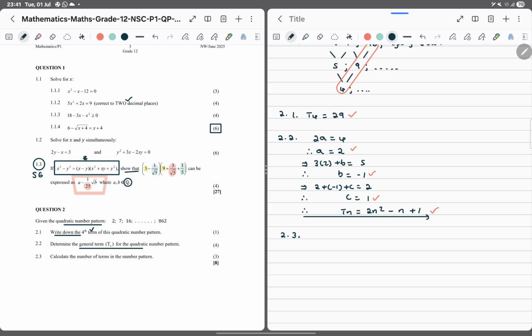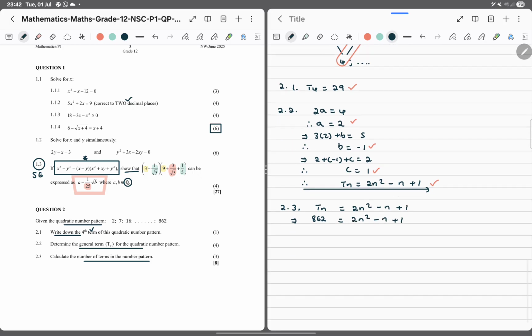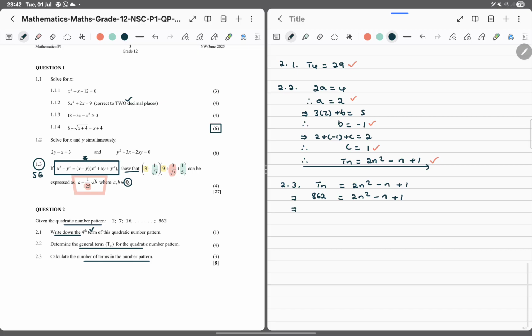So 2.3. Now it says calculate the number of terms in this pattern. Okay, standard question as well. Tn is equal to 2n squared minus n plus 1. Now Tn is the nth term, which is 862, the last term, equals 2n squared minus n plus 1. So we see that this is a quadratic, so we write it nicely.